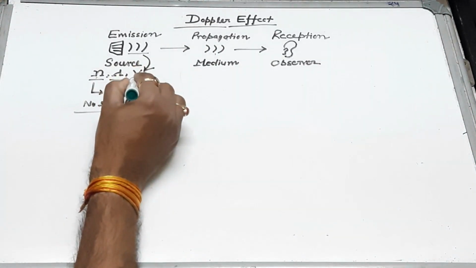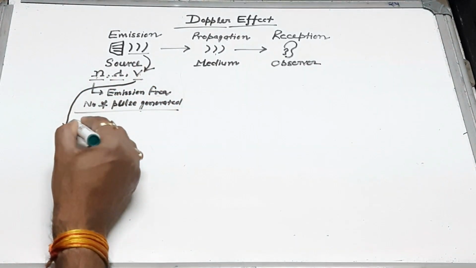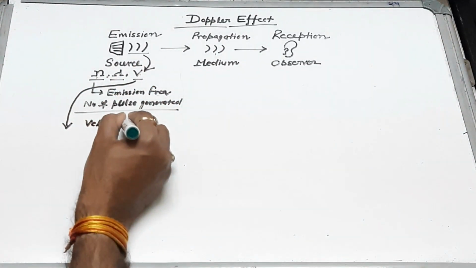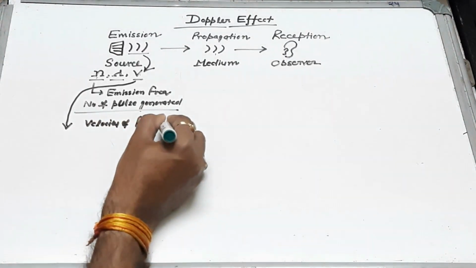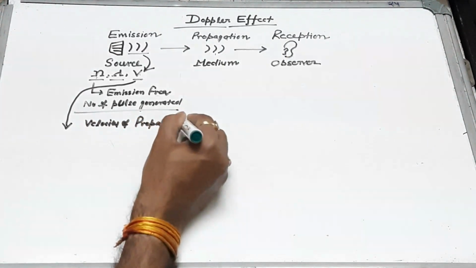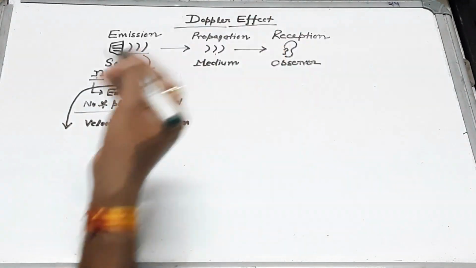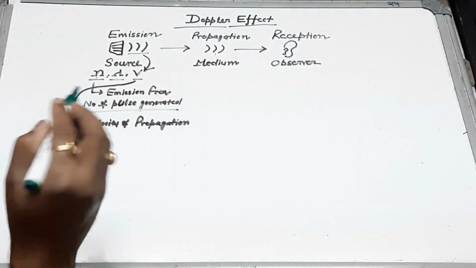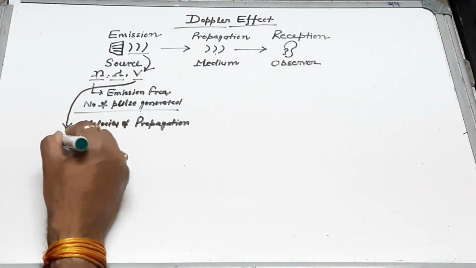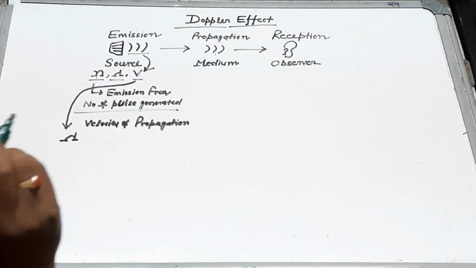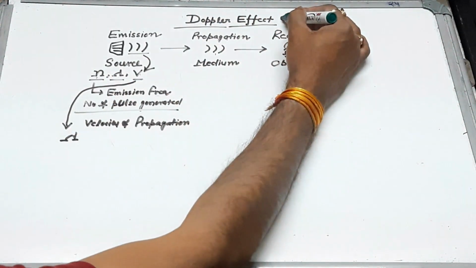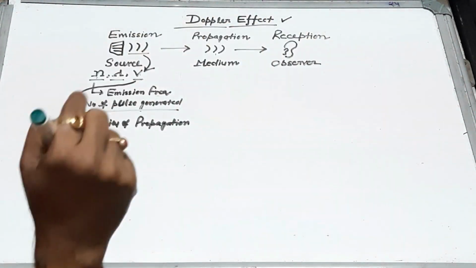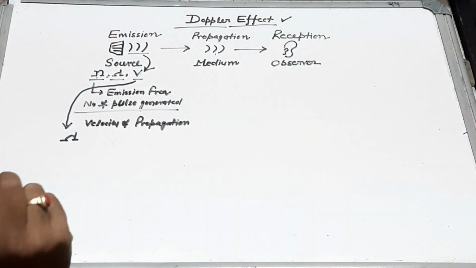Now come to v. This v is nothing but the velocity of propagation. So velocity of propagation depends upon the medium, in which medium the sound wave is generated or propagated. The velocity of propagation is v. Now come to lambda. What is lambda? It is very essential to understand lambda before discussing the Doppler effect. So we will understand the concept of lambda, not only the formula.